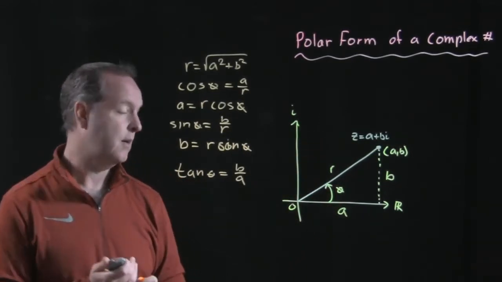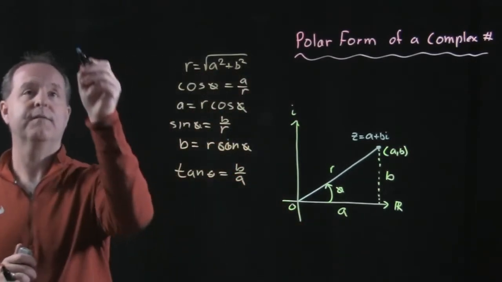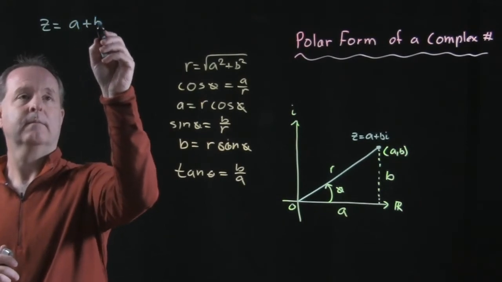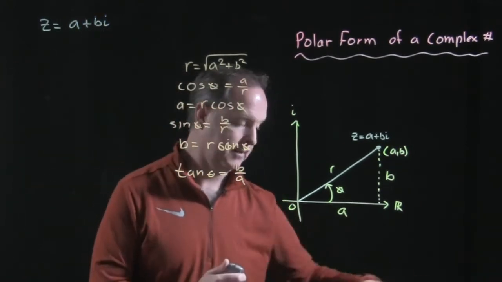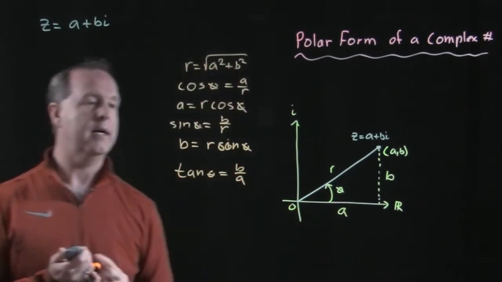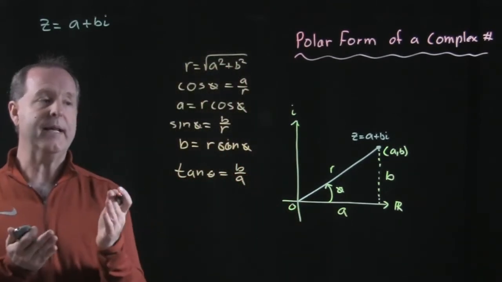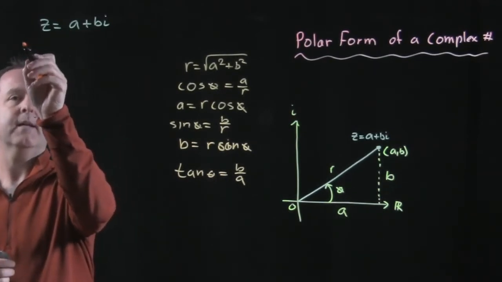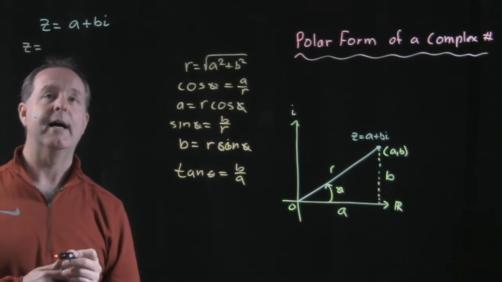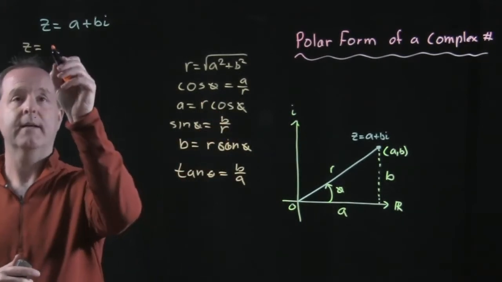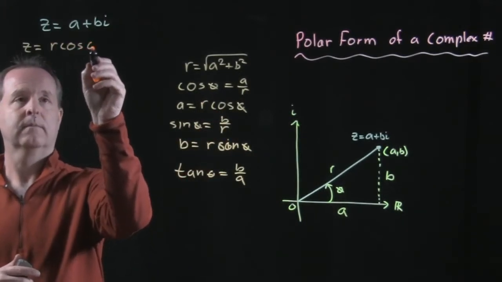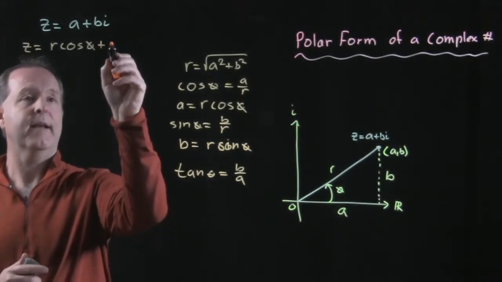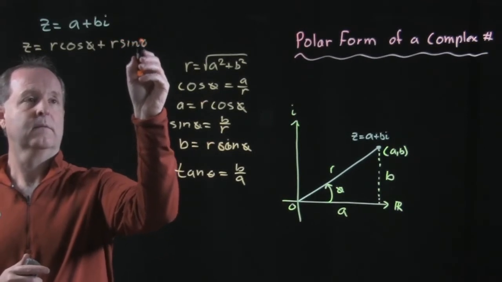So let's begin with our point in complex form, which is z equals a plus bi. And let's rewrite that in terms of polar forms, which means in terms of r's and thetas. So z equals, I can keep the z. a we designate as r cosine theta, plus b times i. b is r sine theta, times an i.